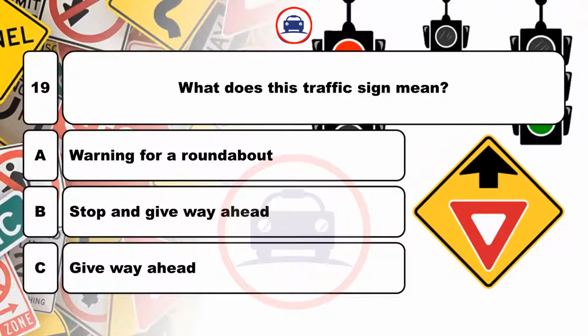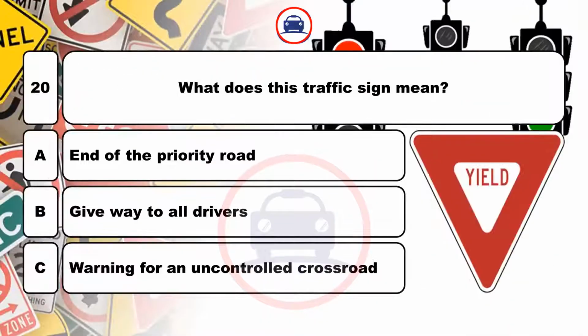What does this traffic sign mean? A. Warning for a roundabout. B. Stop and give way ahead. C. Give way ahead. Correct answer C. Give way ahead.